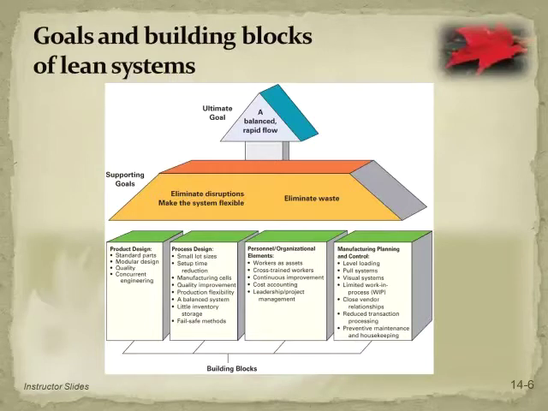So this diagram here, I kind of like the look of it. It looks a little bit like a house in a way. We see the little symbol up at the top has a roof-looking top. So that's our ultimate goal, what we're trying to achieve with a lean system. The ultimate goal is a balanced but rapid flow. And we also have some supporting goals. That's the frame of the house. We need to eliminate disruptions. We're going to have to do that very well in order to get this balanced rapid flow. We want to make the system flexible, and of course, we want to eliminate waste.